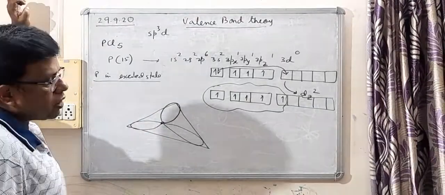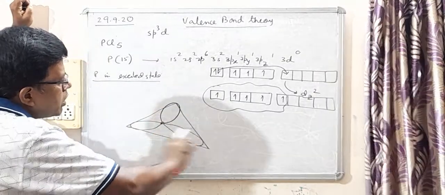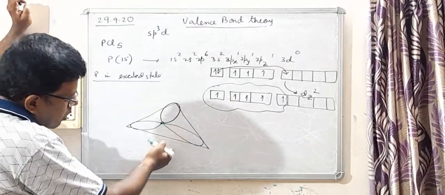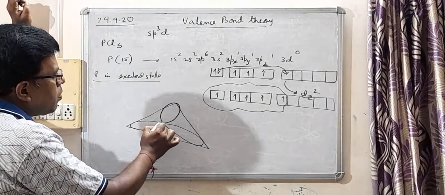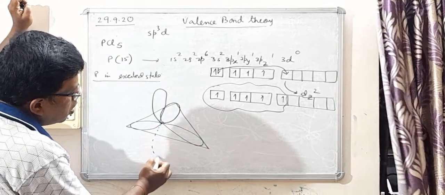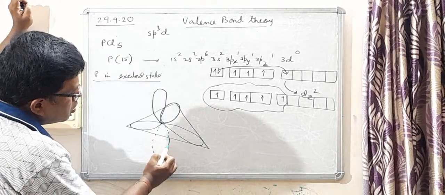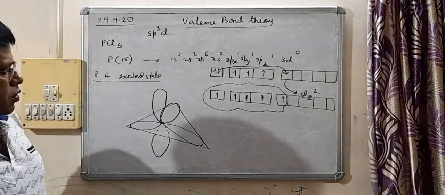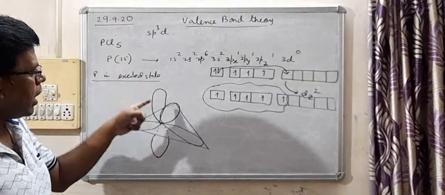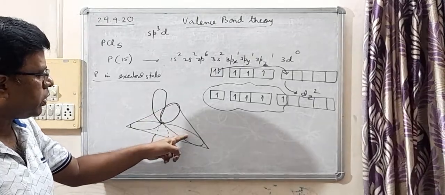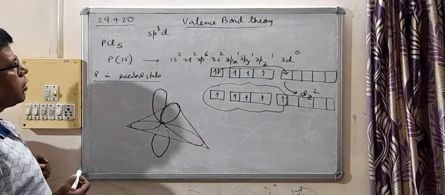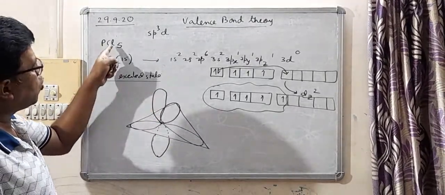And another one will be perpendicular to this triangle above, and another perpendicular to it below. So the above one is like this, and the one that is below, I am drawing like this. So these are the 5 sp3d hybrid orbitals, and now they will overlap with chlorine.